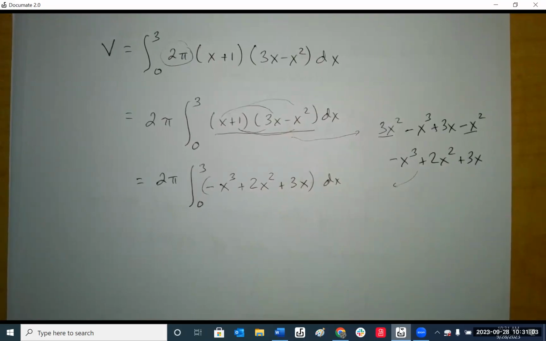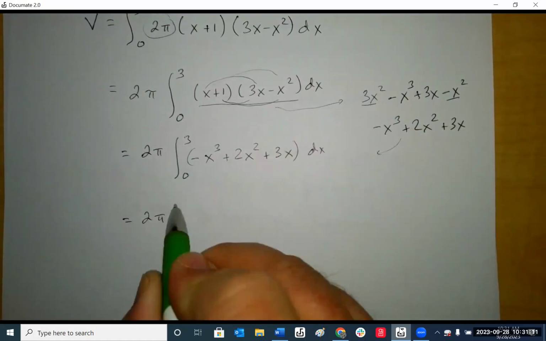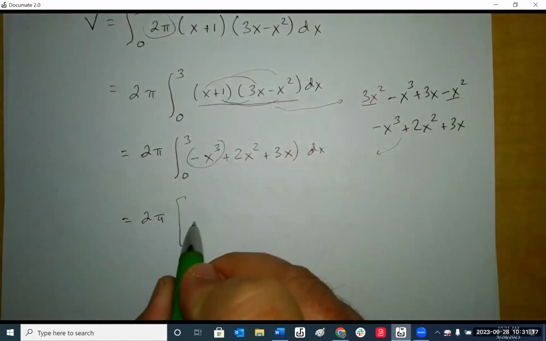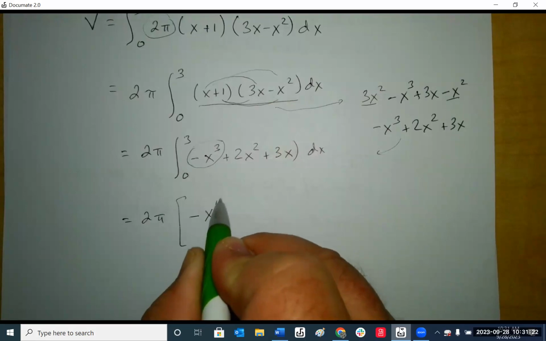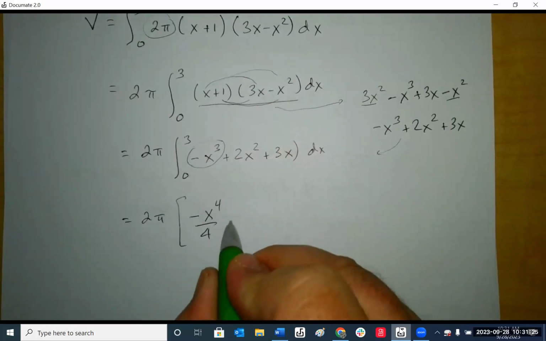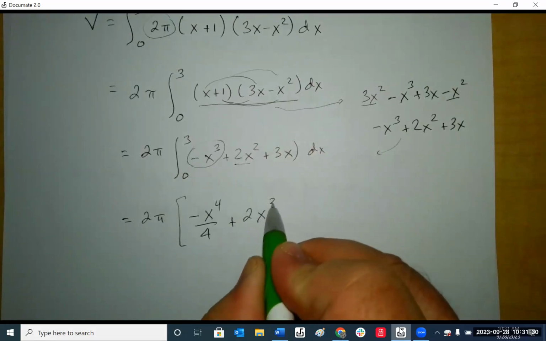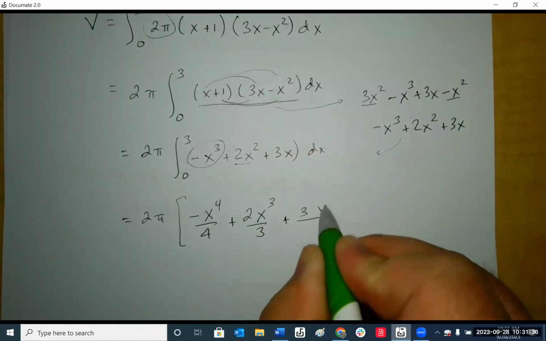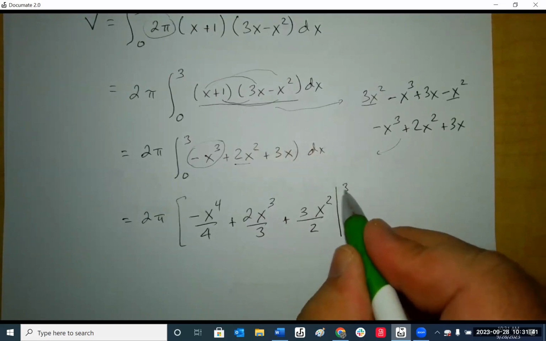Now what? Now we integrate. What is the integral of negative x cubed? x to the fourth over 4. Yep. This one becomes 2x to the third over 3, and 3x squared over 2, from 0 to 3.